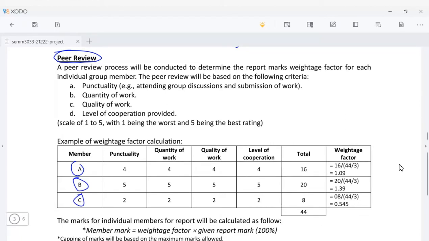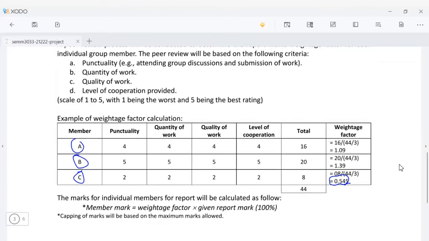So what is the punctuality? This guy is always punctual. Member B is always punctual. This is the good student. 5, 5, 5, 5. But this one is not as good. 4, 4, 4. This is the bad student. 2, 2, 2, 2. Note that the weighting factor for the bad student is only 0.5, and the member mark is 0.5 times whatever the group will get.